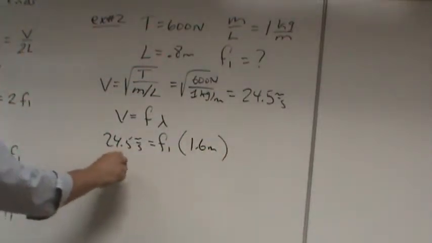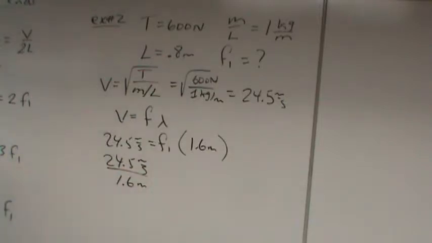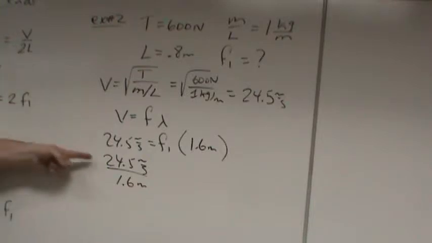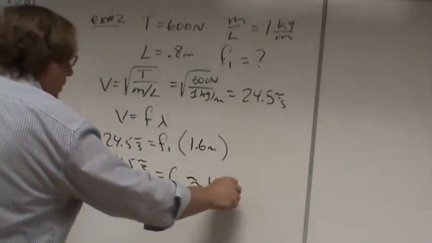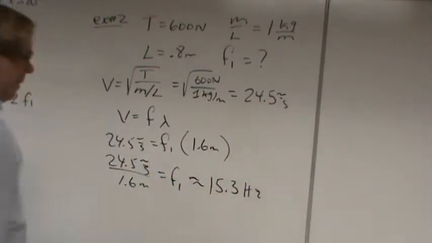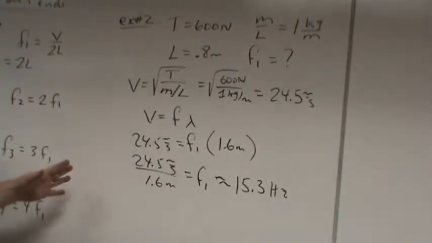And so I get 24.5 meters per second over 1.6 meters, which, by the way, if you're the type of person who plugs into this, that's okay as well. You'll get 24.5 over 1.6 meters. And so this equals F1, which is approximately 15.3 hertz. Did I go too fast? Anyone get 15.3? Hey, good for you guys. Any question or problem on this?